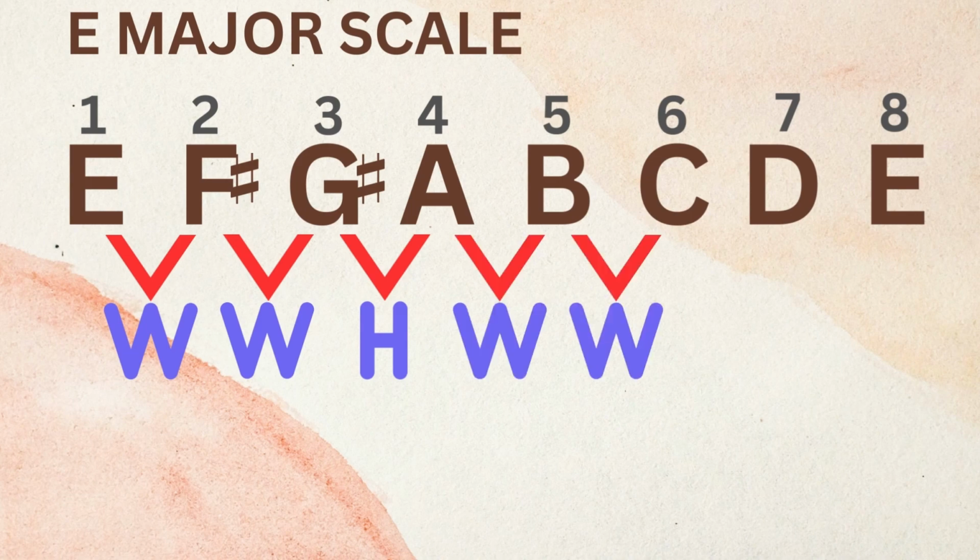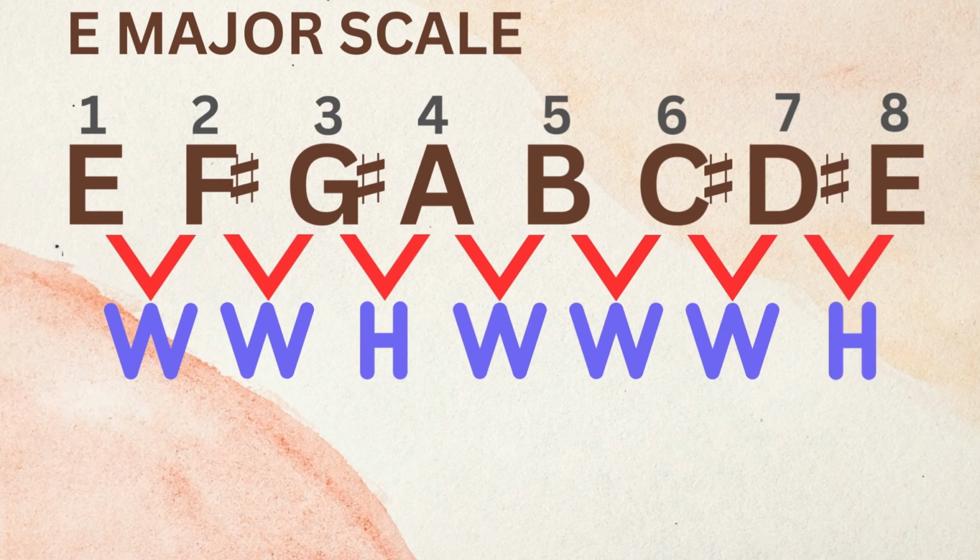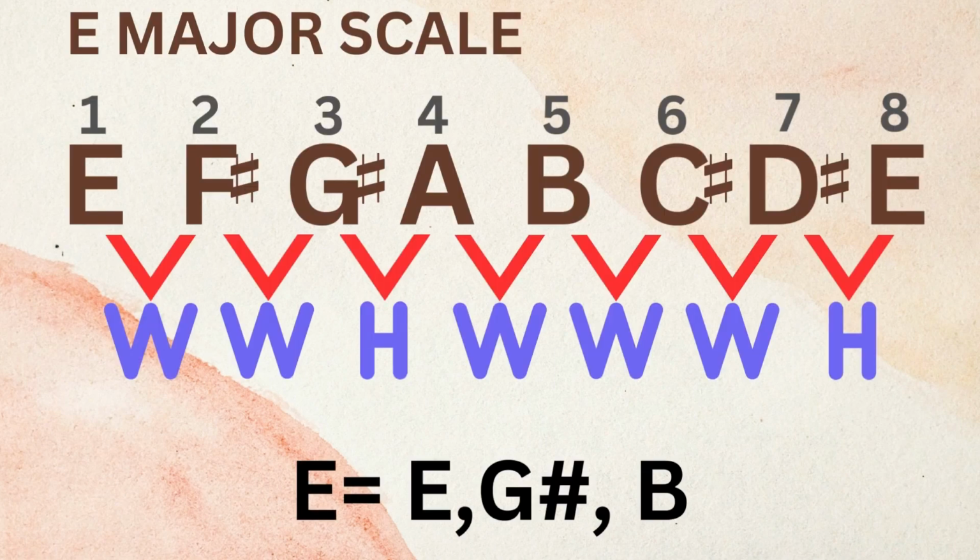B to C is half, so we need to sharp C. C sharp to D is half, so we need to sharp D. D sharp to E is half. So the notes of the E major scale are E, F sharp, G sharp, A, B, C sharp, D sharp, and E. The 1, 3, 5 notes E, G sharp, and B are the notes of the E major chord.